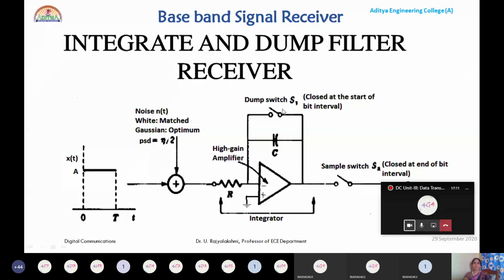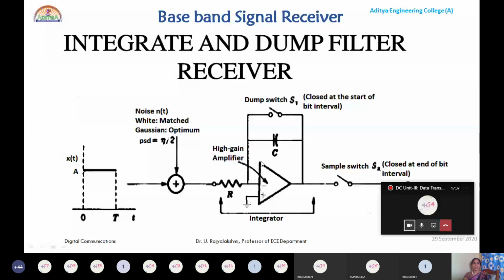S1 will close the S1 switch at the starting of the bit interval. And why is it closed at the starting of the interval? Because before the start of the interval, we should set the earlier integrated data to 0. That's why this S1 will be closed. Once it is closed, the earlier data will be set to ground.